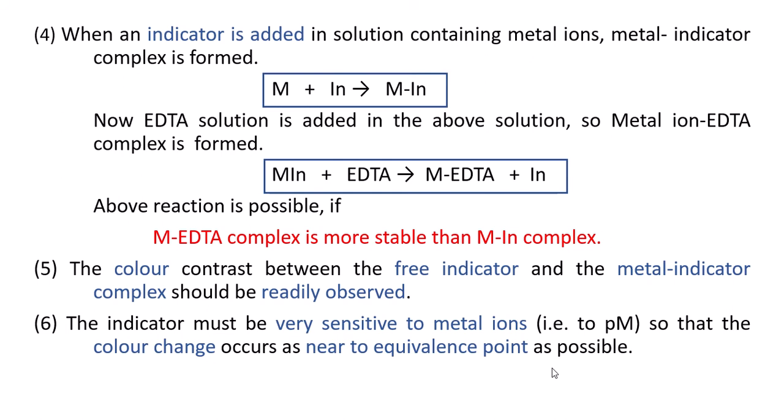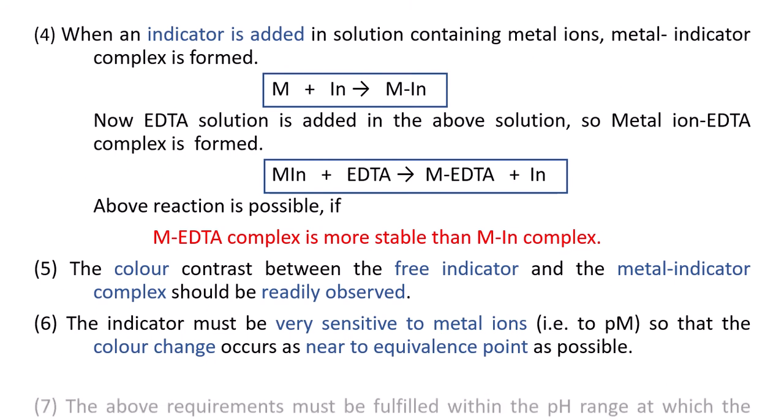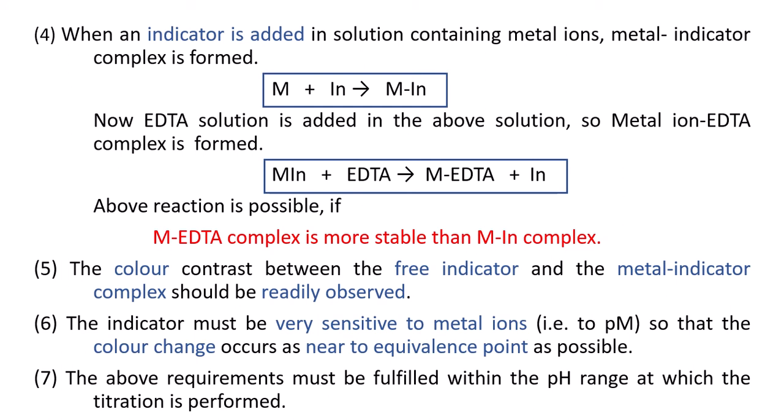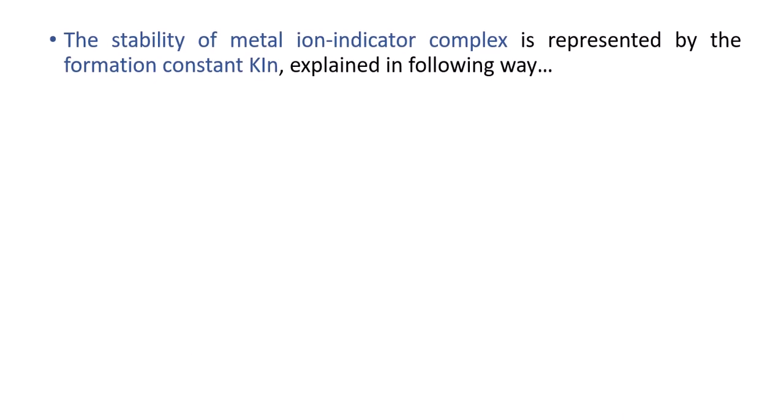It should have the color change in the range within which the metal reacts and forms a stable metal indicator complex, and a more stable complex with metal EDTA. All the above requirements must be fulfilled within the pH range at which the titration is performed, and hence we use a buffer solution for carrying out the complexometric titration, because the change in the color occurs within some pH range. The stability of the metal ion indicator complex we represent by a formation constant, Kin.